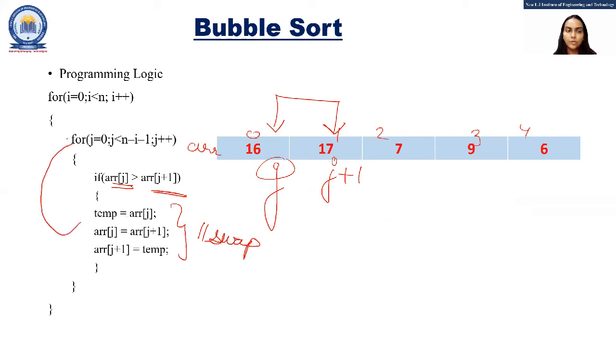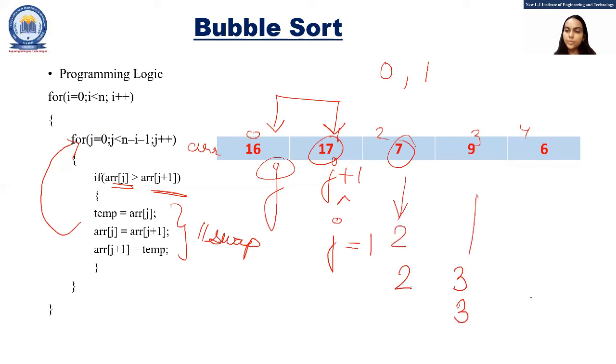Again, now j would be increased, j would be 1, and now the comparison, initially the comparison was between 0 and 1. Now the comparison is between this 17 and 7. So this is j, right? So j is again 1 and j plus 1 is 2. Then j would become 2 and j plus 1 3. Then j would become 3 and j plus 1 4. So if this one whole rotation of j completes, i would increment to 1, and so on.